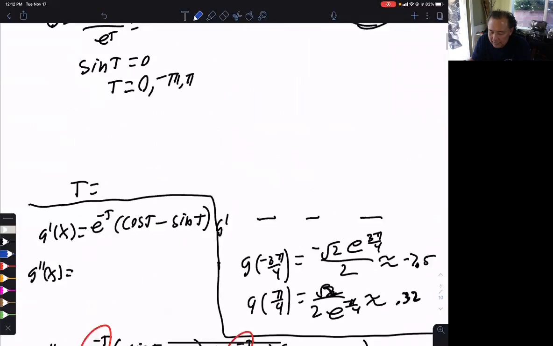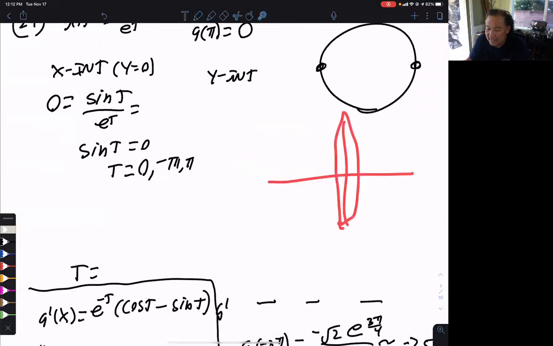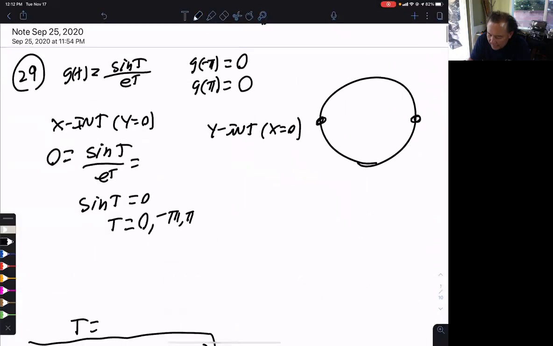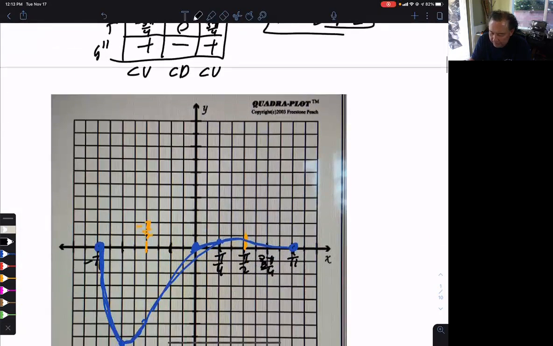And then how do you find y-intercepts? That's even easier. To find a y-intercept, that's where a graph crosses the y-axis. But on the y-axis, x is 0. So to find that, I set x equal to 0, and I get g of 0 equals sine 0 over e to the 0, which is 0 over 1, 0. So the y-intercept's 0, but we already saw that. Bam. So that is everything in one problem.